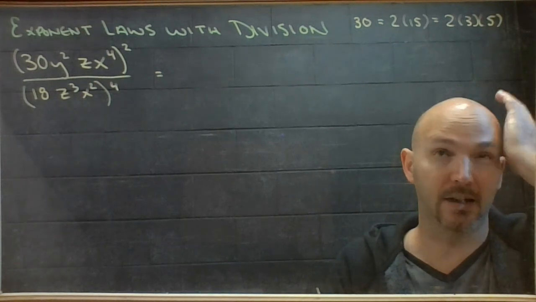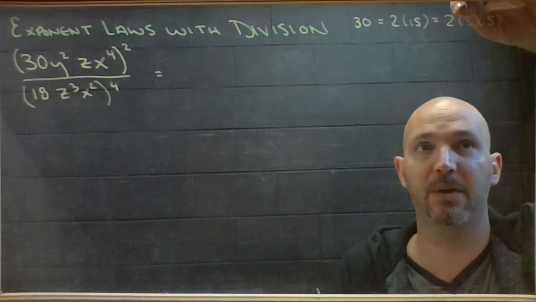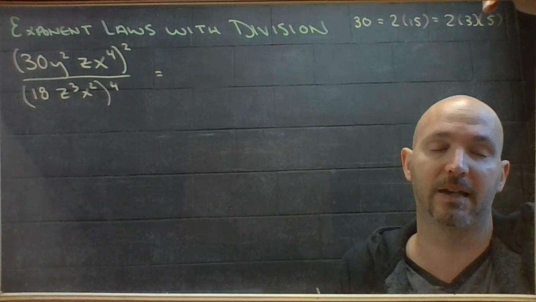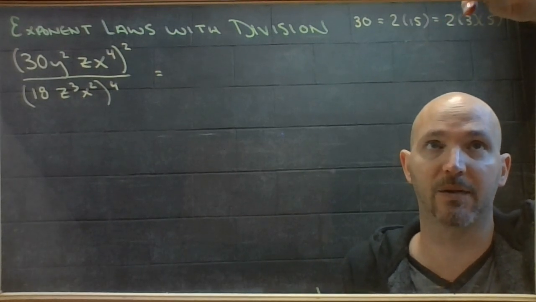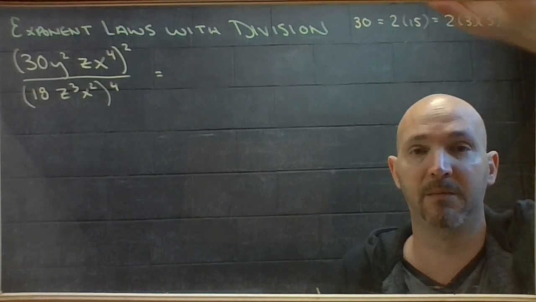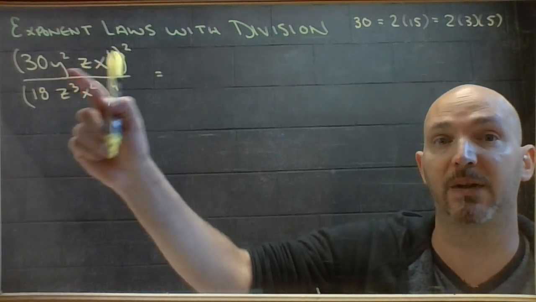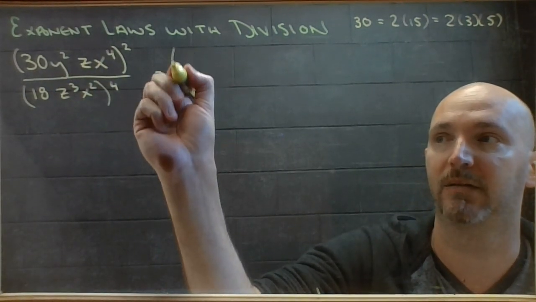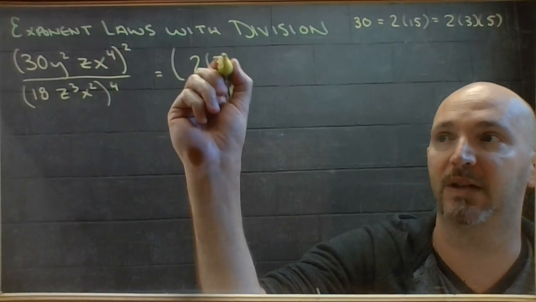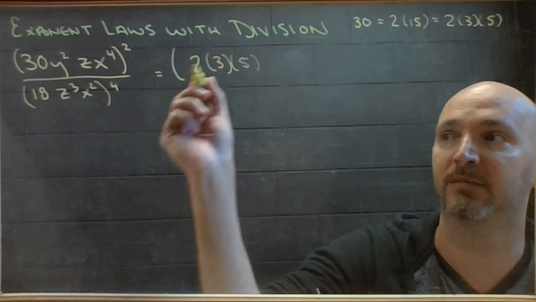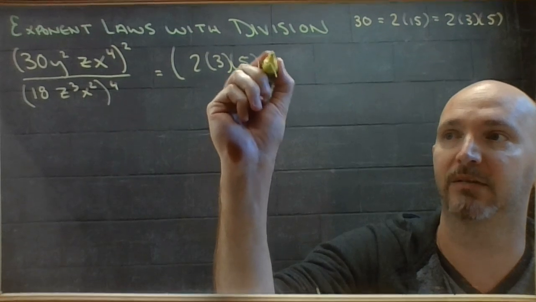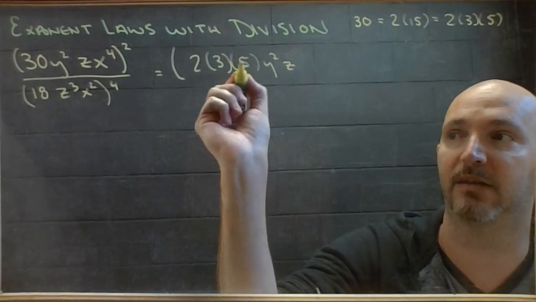Now 3 doesn't divide evenly by anything other than 3, and 5 doesn't divide evenly by anything other than 5. So these are the 3 prime numbers that make up number 30. So instead of 30, I'm going to write 2 times 3 times 5. And then I have a y squared, a z, and an x to the 4.